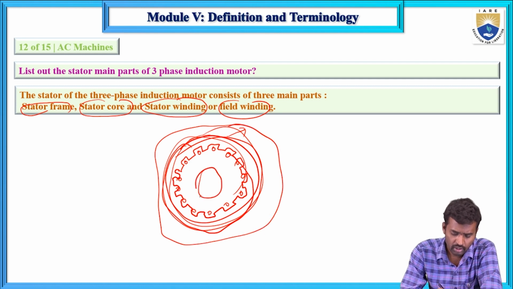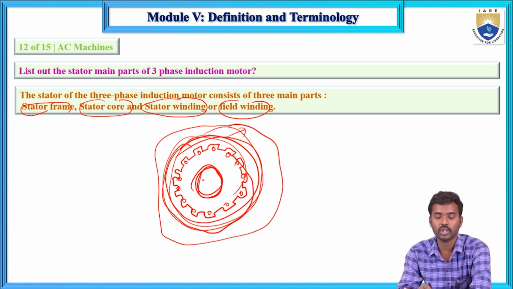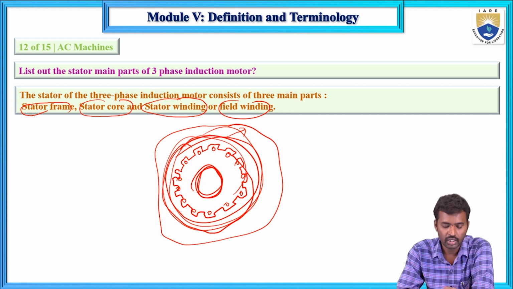Again, in this the rotor is placed. The rotor rotates inside the stator of the induction motor. It also has rotor slots, and in the rotor slots we can accommodate the rotor winding.